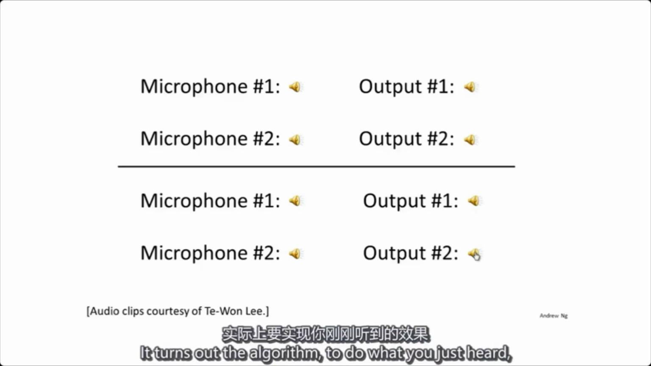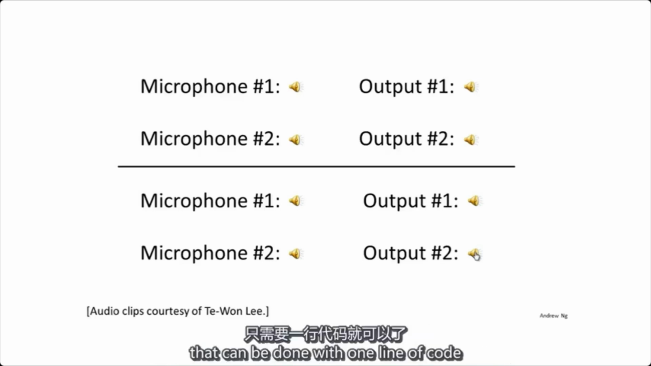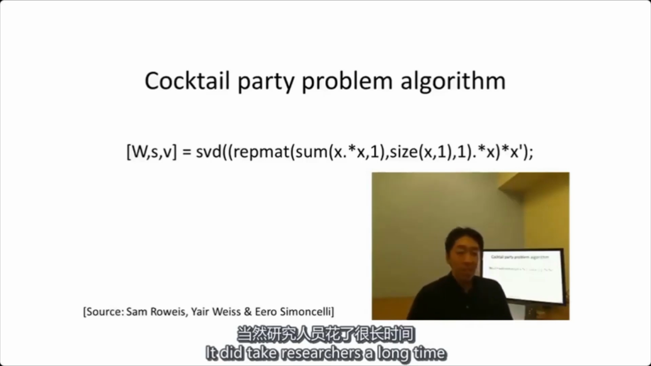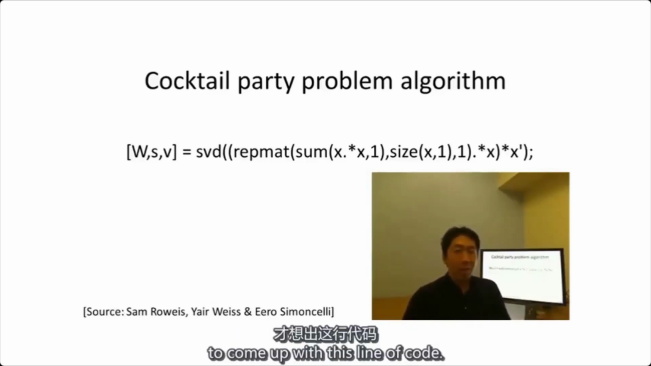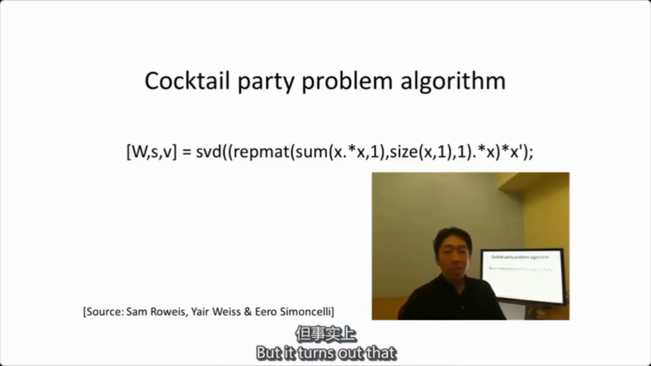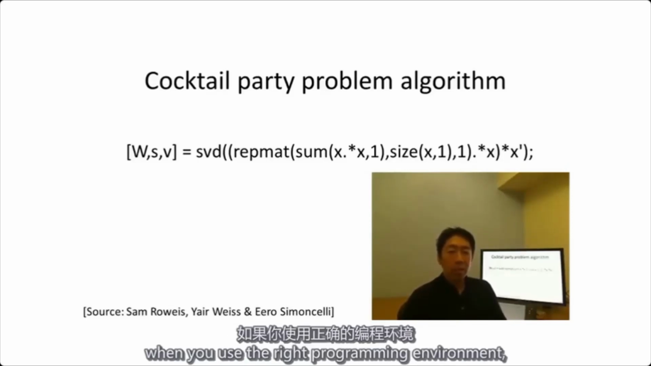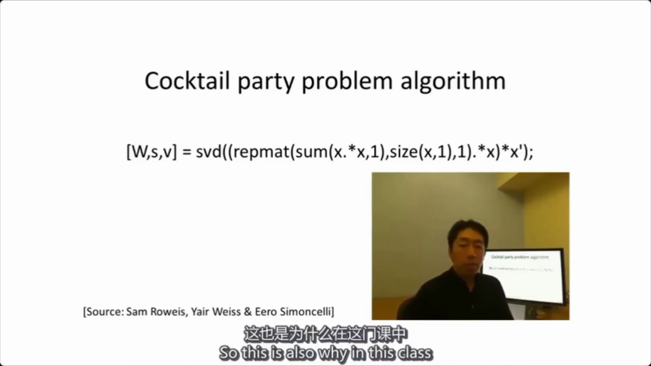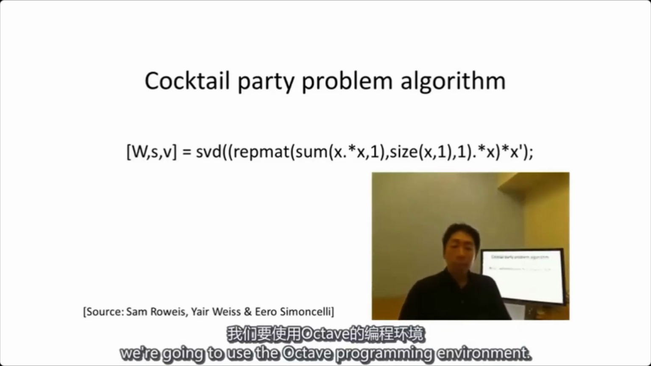It turns out the algorithm to do what you just heard can be done with one line of code, shown right here. It did take researchers a long time to come up with this line of code, so I'm not saying this was an easy problem. But it turns out that when you use the right programming environment, many learning algorithms can be really short programs. So this is also why in this class we're going to use the Octave programming environment.